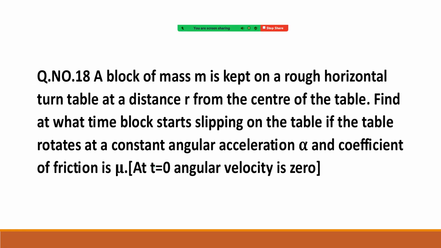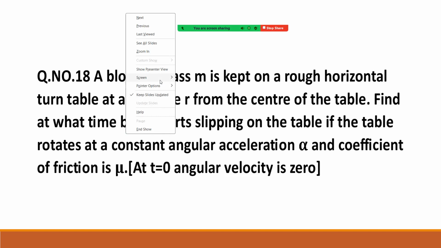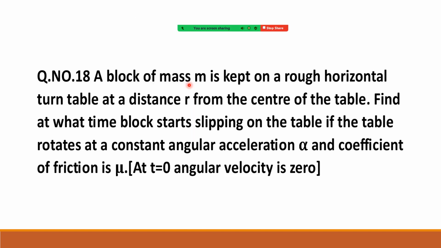See the next one. A block of mass M is kept on a rough horizontal turntable at a distance R from the center of the table. Find at what time the block starts slipping on the table if the table rotates at a constant angular acceleration alpha and the coefficient of friction is mu.